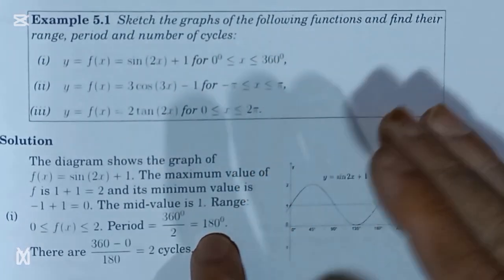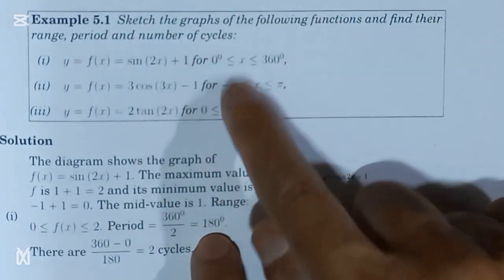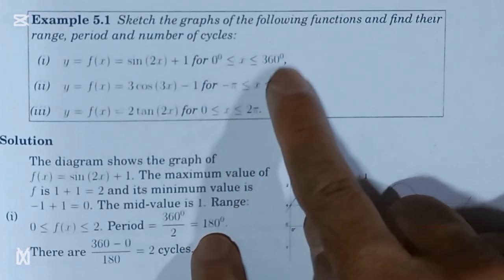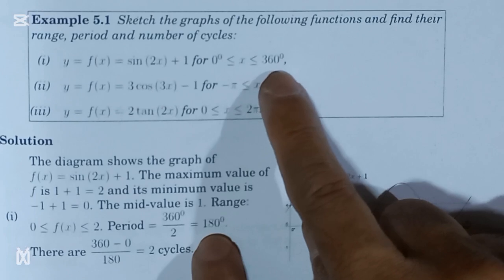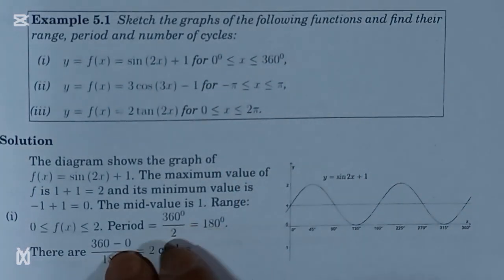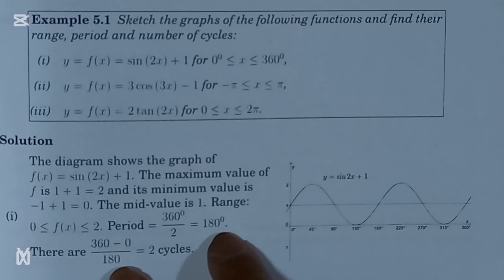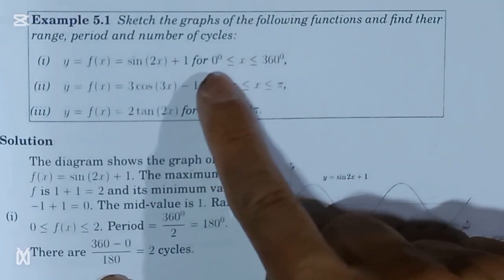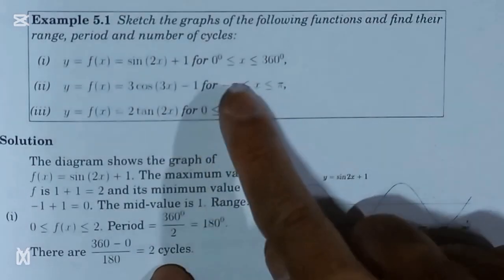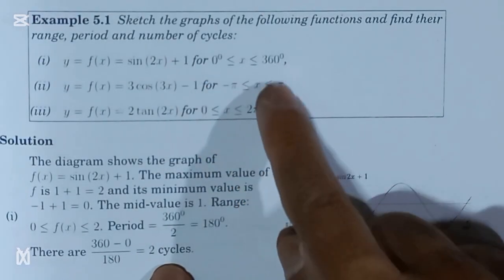So look now, what is the concept? What is the formula for finding the number of cycles? The given range is 0 to 360. So in the numerator we put 360 minus 0, and in the denominator the period will be placed. So 360 minus 0 over period. Solve it on the calculator. So there will be 2 cycles in this range.